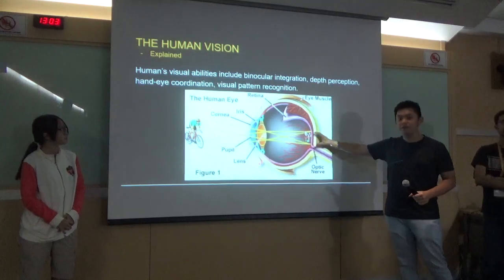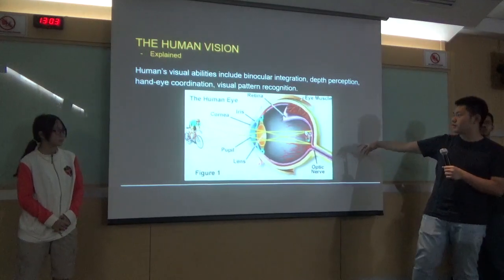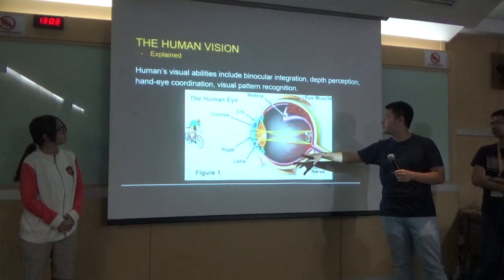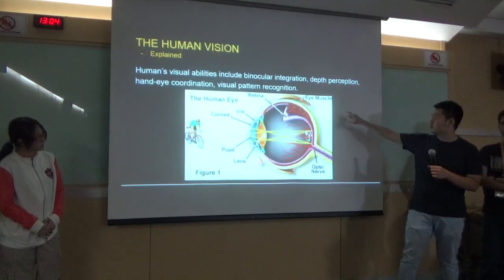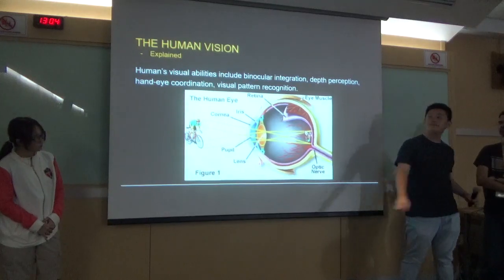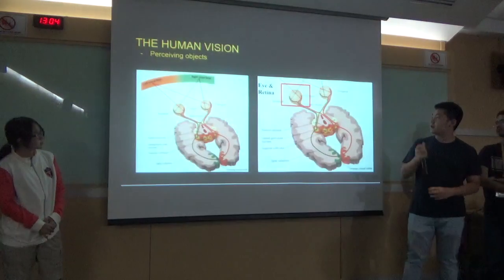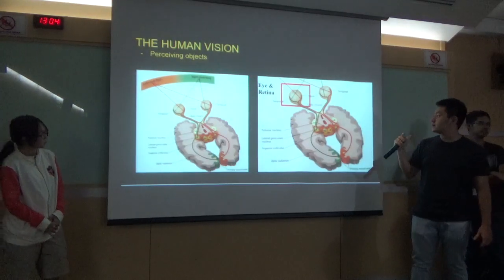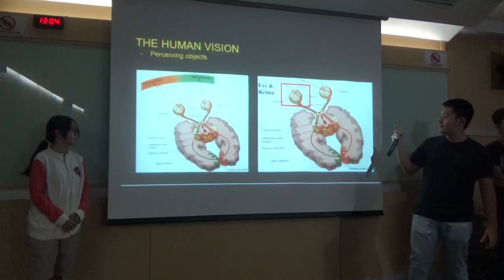Here's a picture of our eye, which includes the retina, iris, cornea, lens, and other parts, including the eye muscle here. And here's a picture of how we perceive objects.